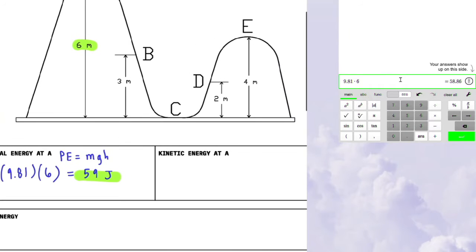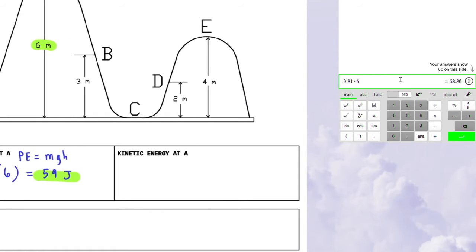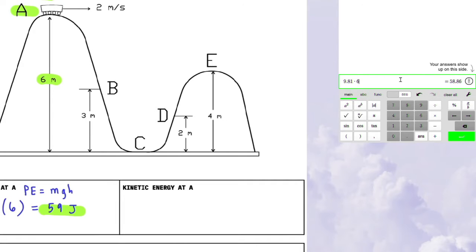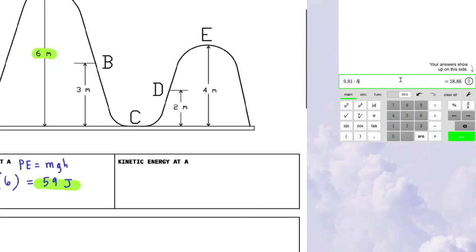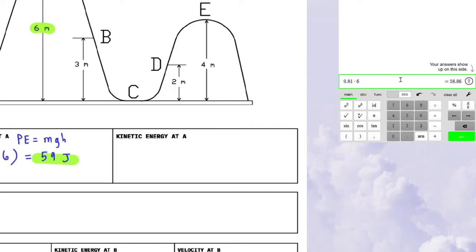Alright, so now the kinetic energy. Kinetic energy is just the energy that that cart has due to its motion, and it's currently going 2 meters per second. And it has a mass of 1 kilogram. So both of those are going to be factors in its kinetic energy. So KE equals 1/2 m times the velocity squared. So we have 1/2 times 1 kilogram times 2 meters per second squared.